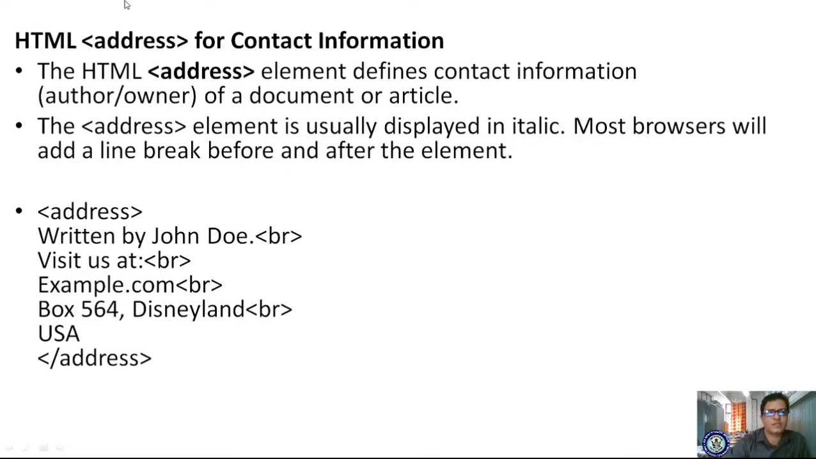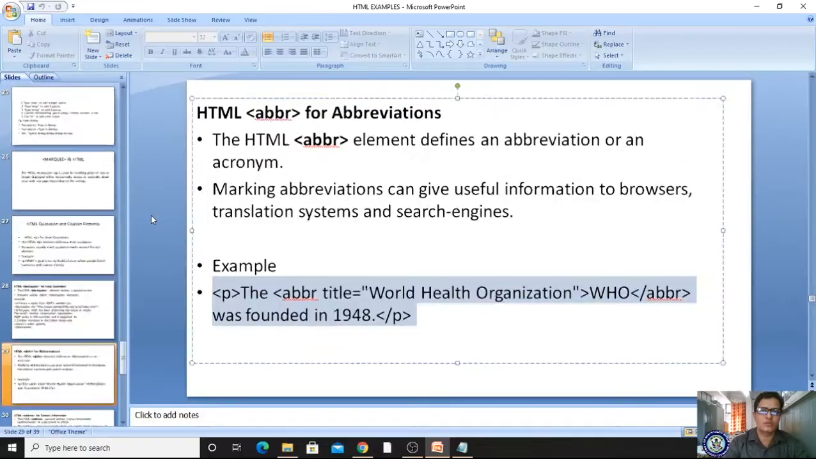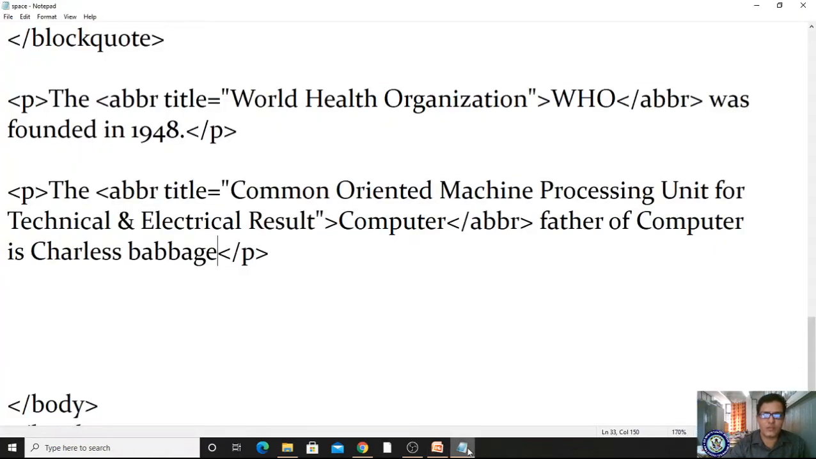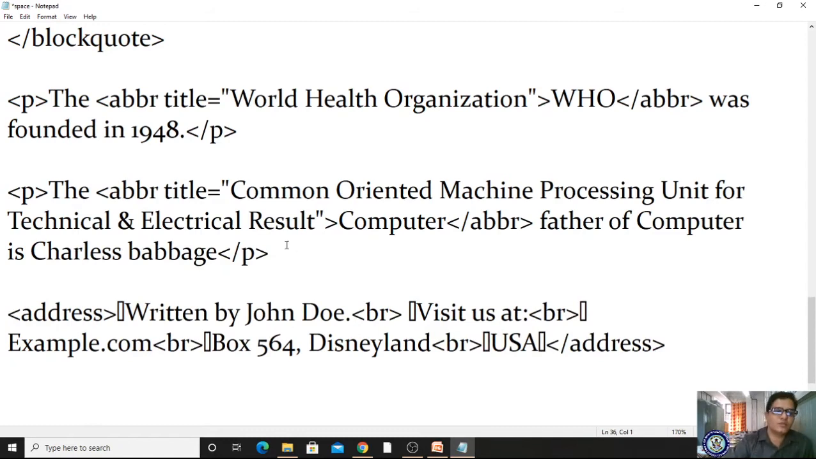And next our tag is the address tag. If you want to mention address contact information, then we can use the address tag. Here let us see a sample example. I'm copying this same example. Here the address is written by John Doe. What is a break tag? Automatically control will move to the next line. Visit us at, break line. So this information will come, but whenever I use the address tag, that address will be displayed in some special character.